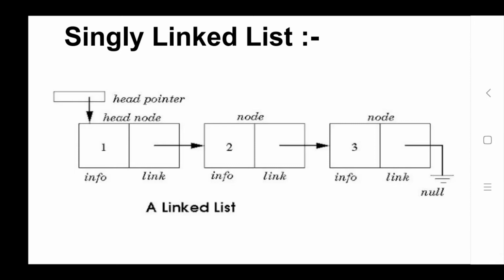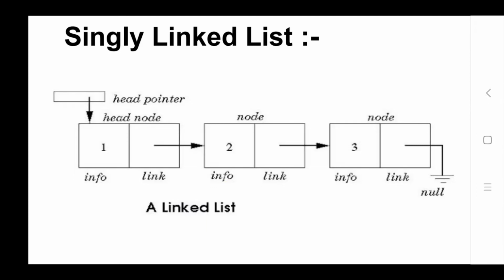In this representation of the linked list, each item in the linked list is a node. Each node has two parts, data and link. The first part stores the data and the second part has a reference, pointer or address of the next node in the linked list.